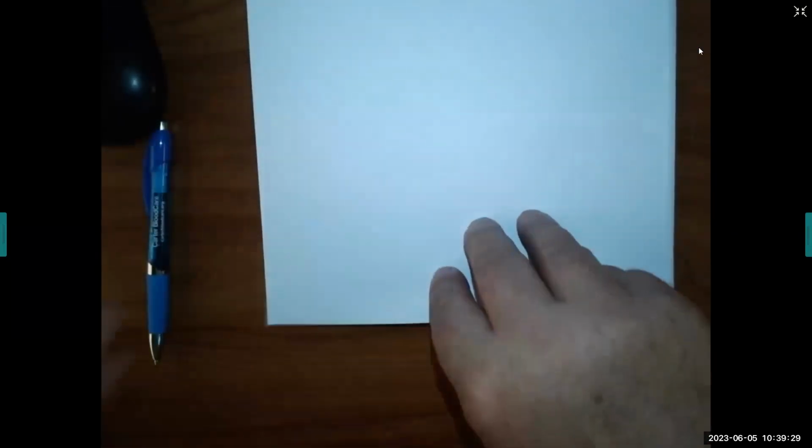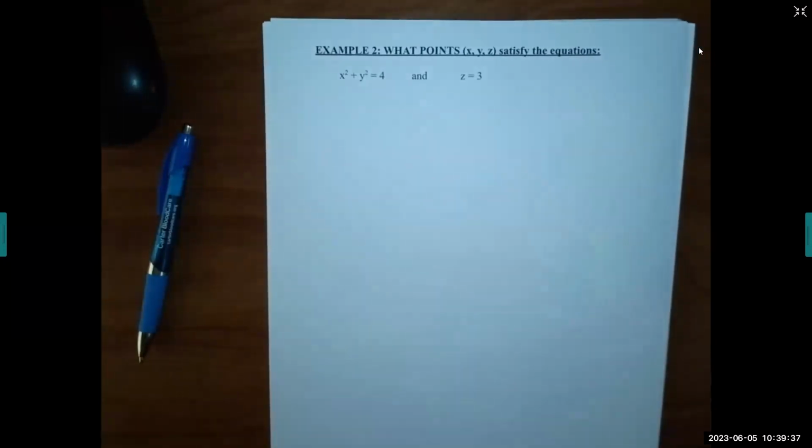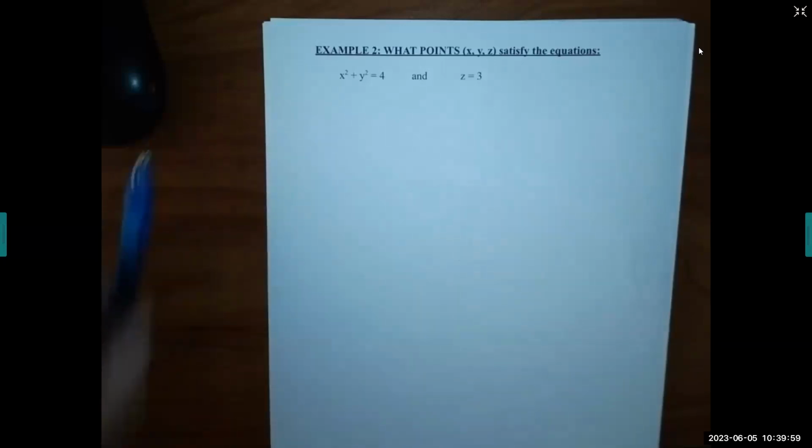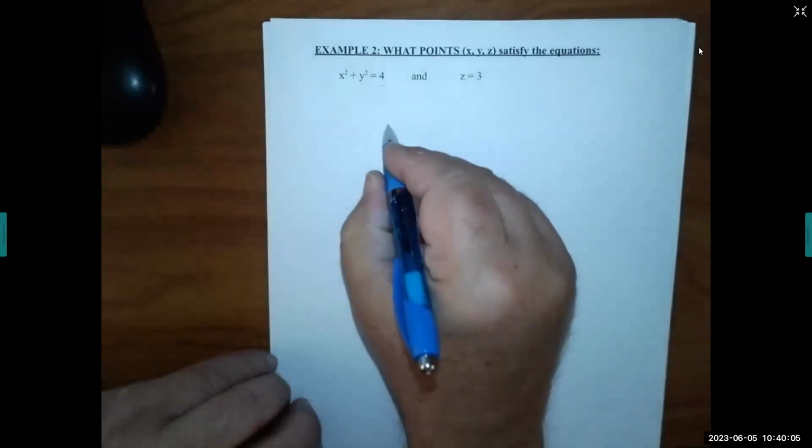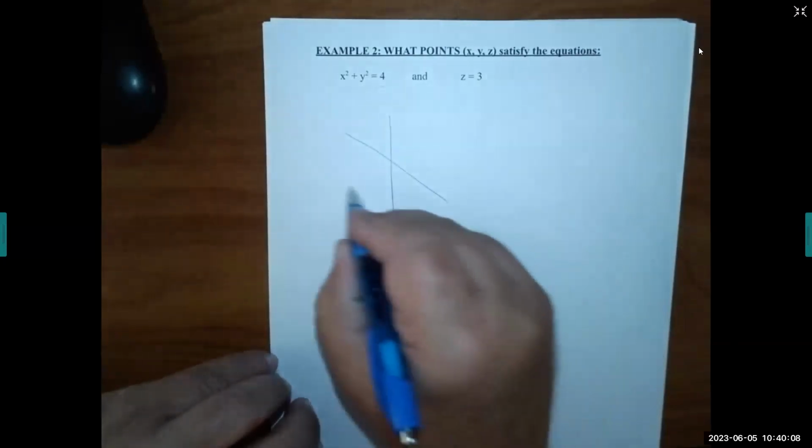Here's another one. What points X, Y, Z satisfy the equation X squared plus Y squared equals 4 and Z equals 3? Okay, let's look at this. What does this equation represent? The circle. Very good. Circle with radius of 2.